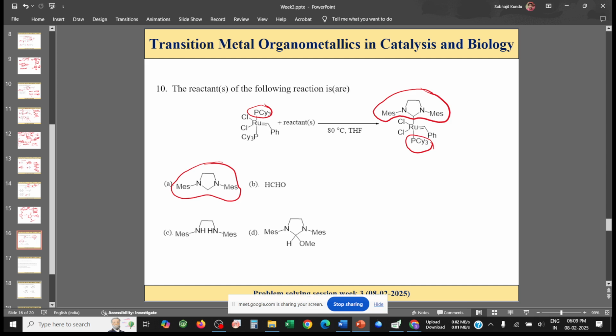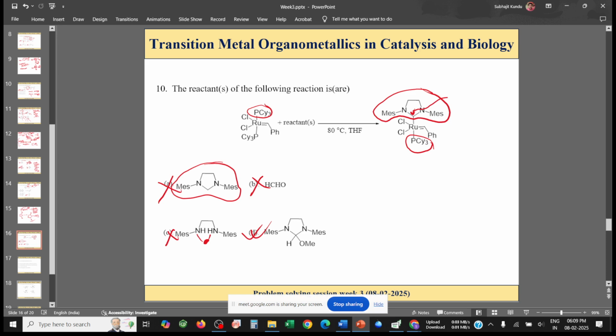Okay, so this is absolutely not. Other things like this will not be possible, because if you tick at this, there will be one carbon atom which will be missing. This carbon atom will be missing, so this is also not. Formaldehyde obviously cannot make this heterocycle. The only option remaining is option D. So here option D will be the right answer.